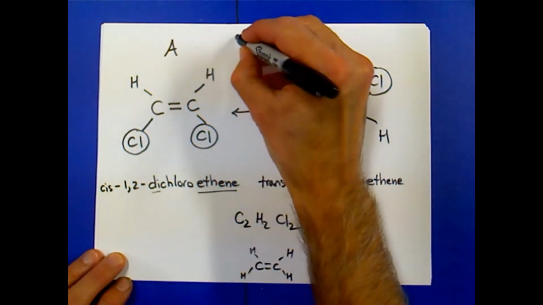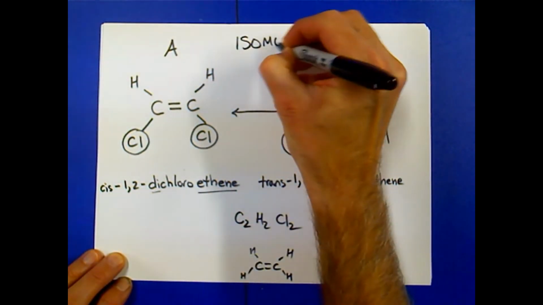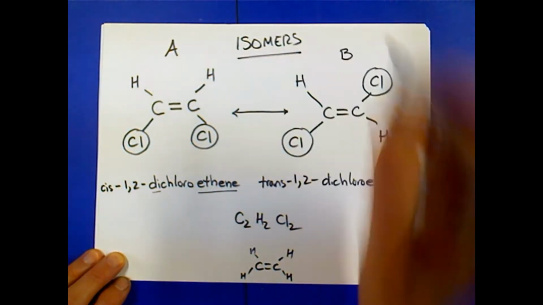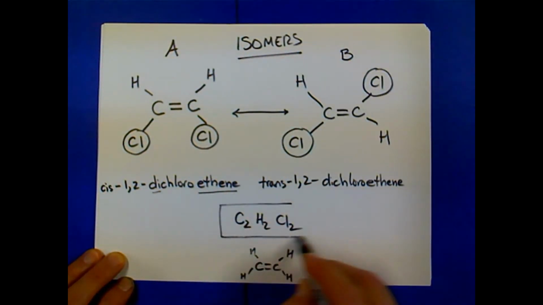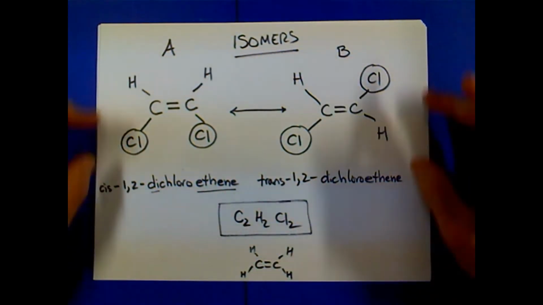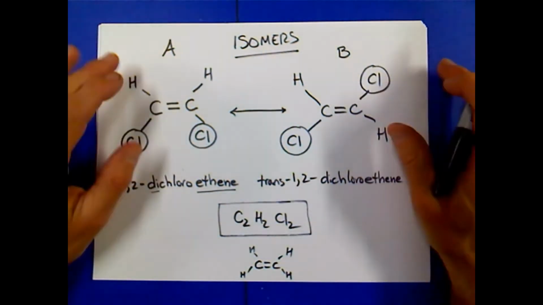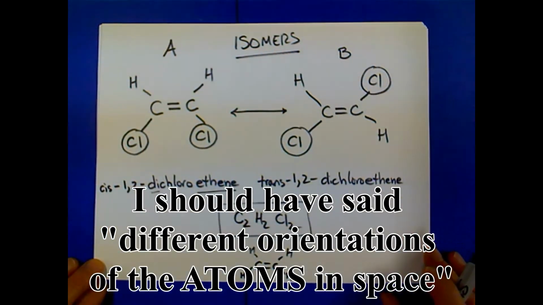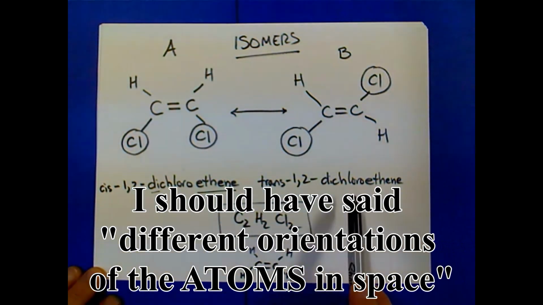And these are examples of what we call isomers. Isomers are molecules that have the same chemical formula, but they have different orientations of the molecules in space. And in this case, we end up having the cis and trans form of 1,2-dichloroethene.